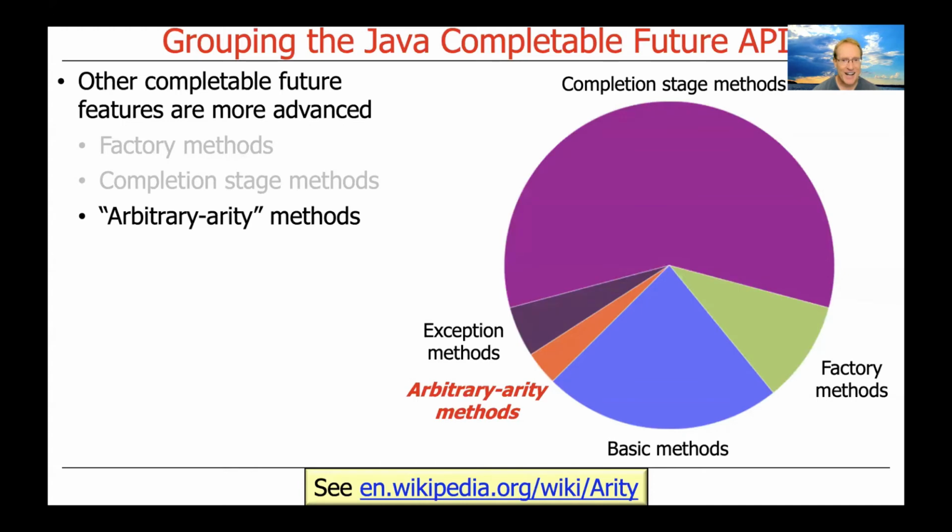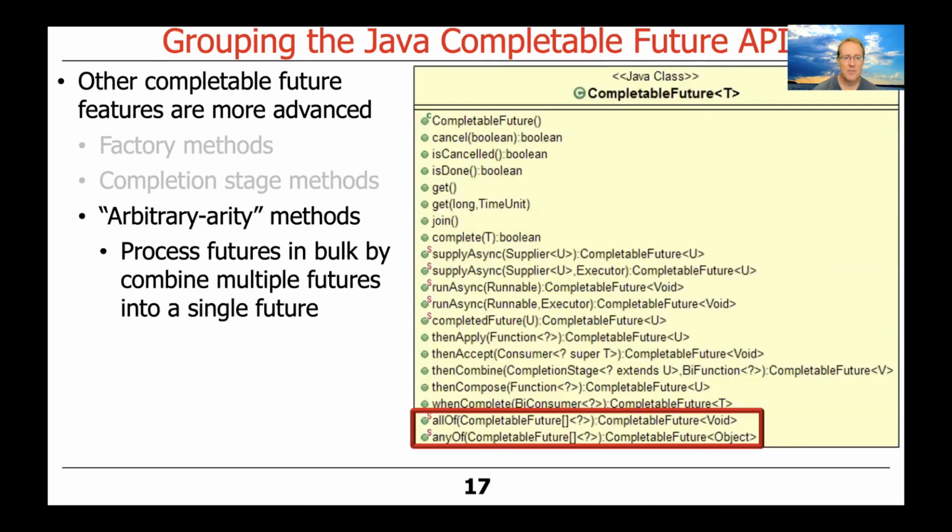Yet another category of methods are called arbitrary-arity methods. It's kind of a funny word. Arity is just the number of parameters that are passed to a method. So we have binary, which is 2, and unary, that is 1, and ternary, that's 3, and quaternary, that's 4, and so on. So it stands to reason that arbitrary-arity means you can pass an arbitrary number of parameters. This is implemented in Java, of course, with var_args types.